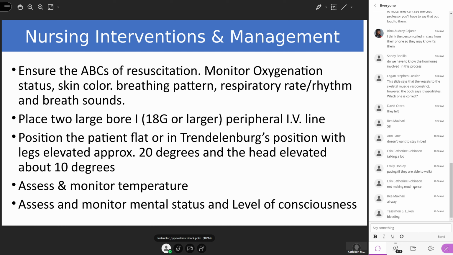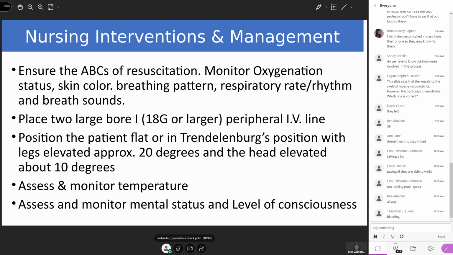Part of the protocol is usually that if somebody's there for blood, they have to have 2 large bore IVs. It's usually in the order set. So position the patient flat or in Trendelenburg position with legs elevated approximately 20 degrees. Can anyone raise their hand and tell me why that's the position of choice? Aaron.